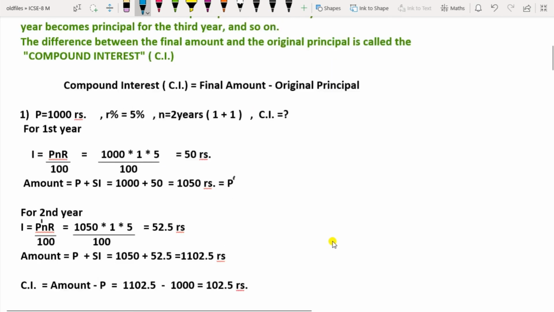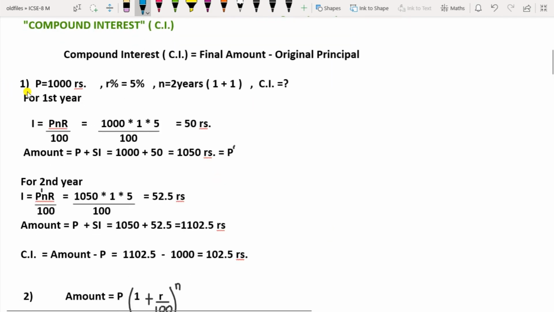To understand this, let us consider an example. Let P be 1000 rupees, R percentage is 5, N equals 2 years. You have to find the compound interest. Whatever number of years has been given, you have to consider one year at a time. You don't have to consider 2 on the whole. So split the years as 1 plus 1 like that.